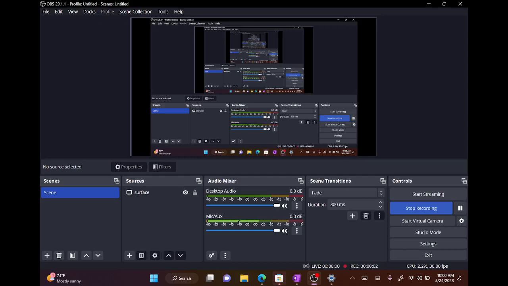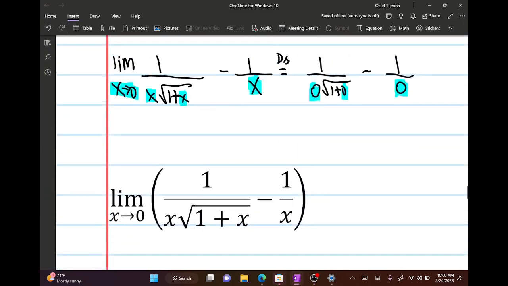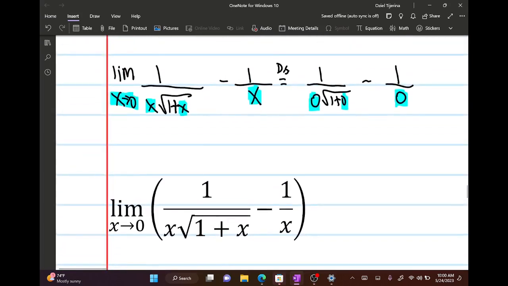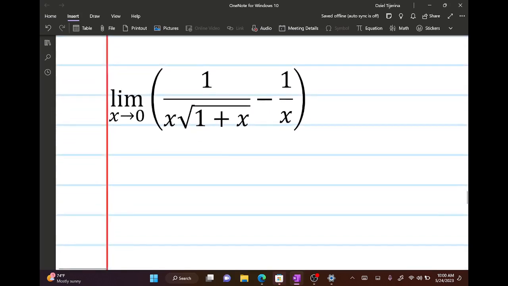Okay, so hello guys. In this video, what I want to do is a limit. This one is done by rationalizing the denominator, and this is for Cal 1. We want to find this limit. Obviously this limit, I will admit I did have a little bit of trouble with it.